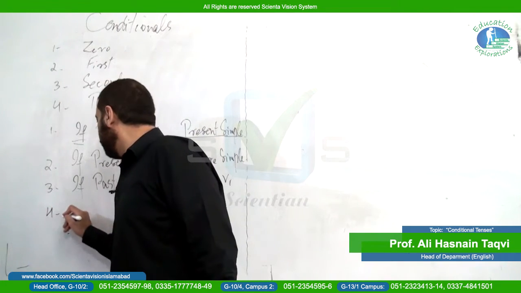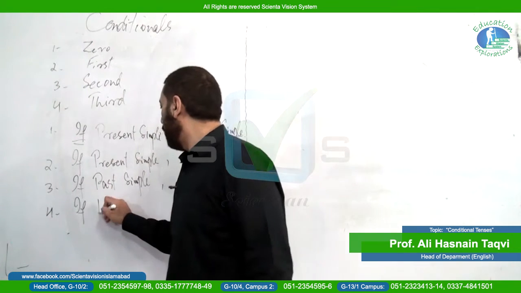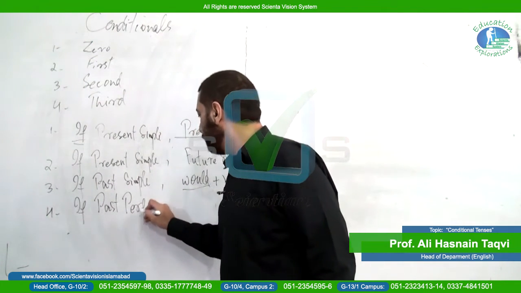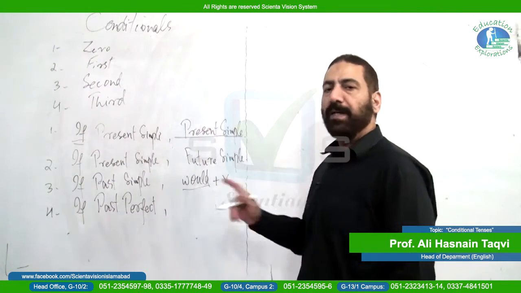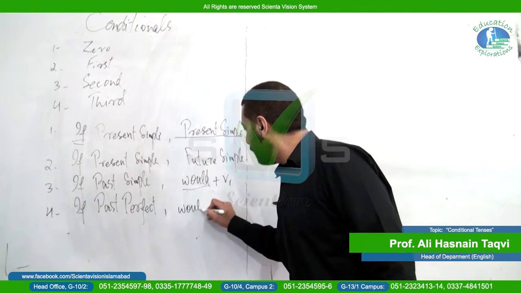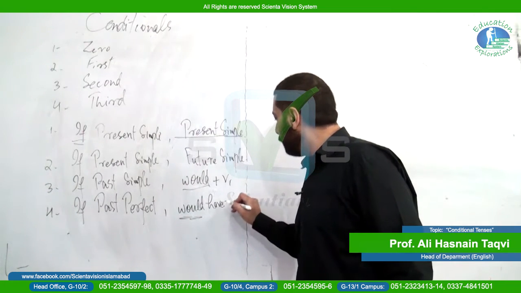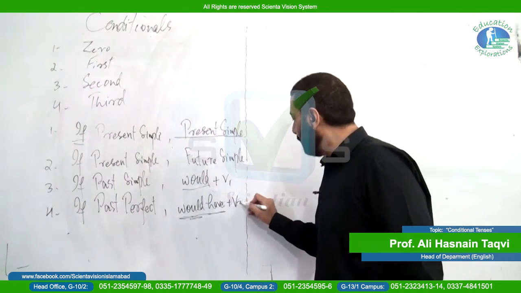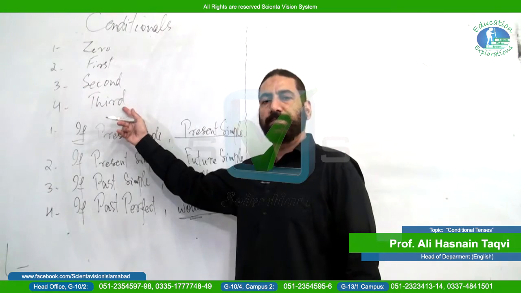Then we have our third conditional, that in the if clause would have past perfect tense, and in the independent clause this expression with modal verb would, attached to it have, would have, plus V3. That's the structure needed for the third conditional.